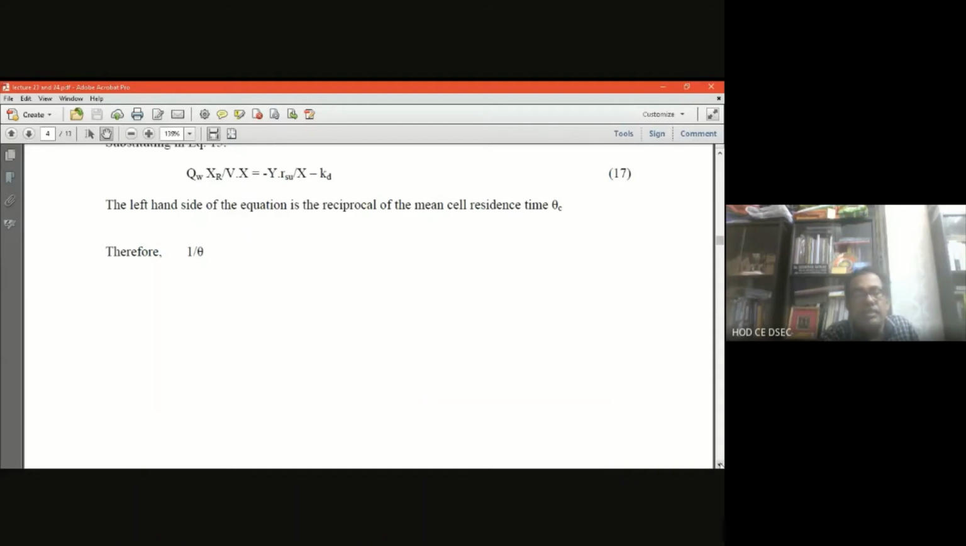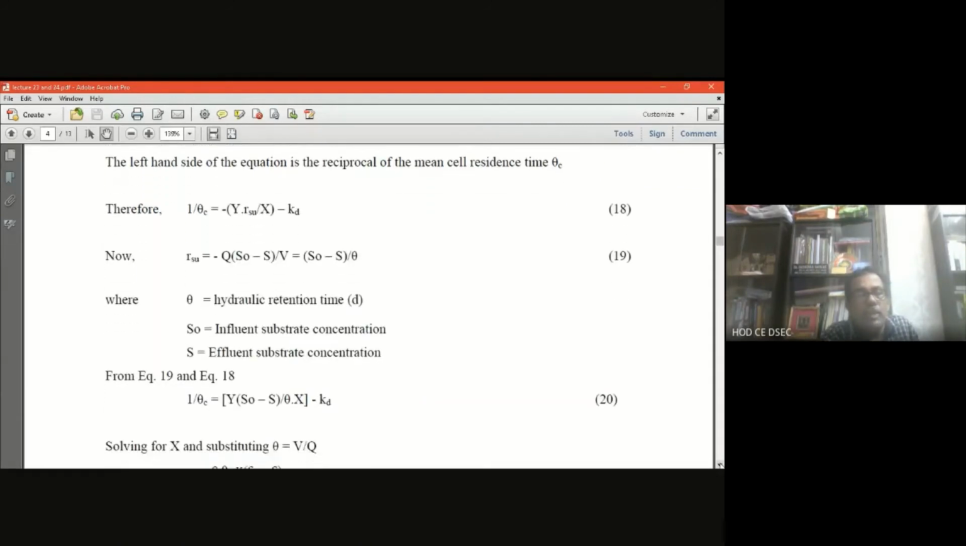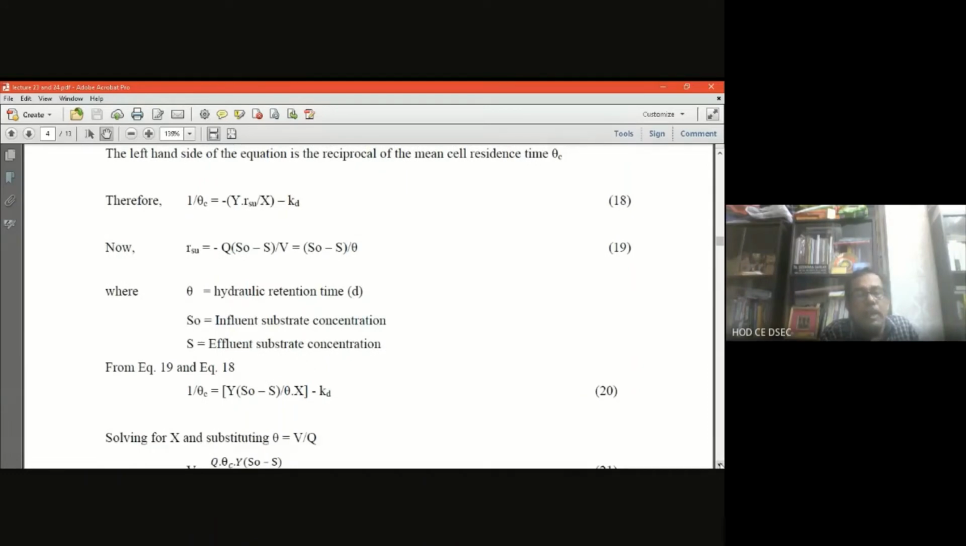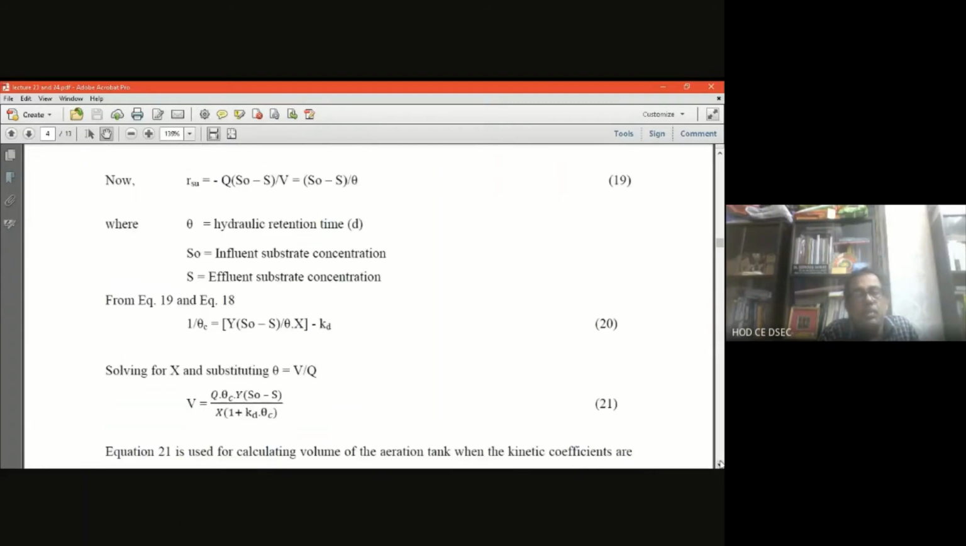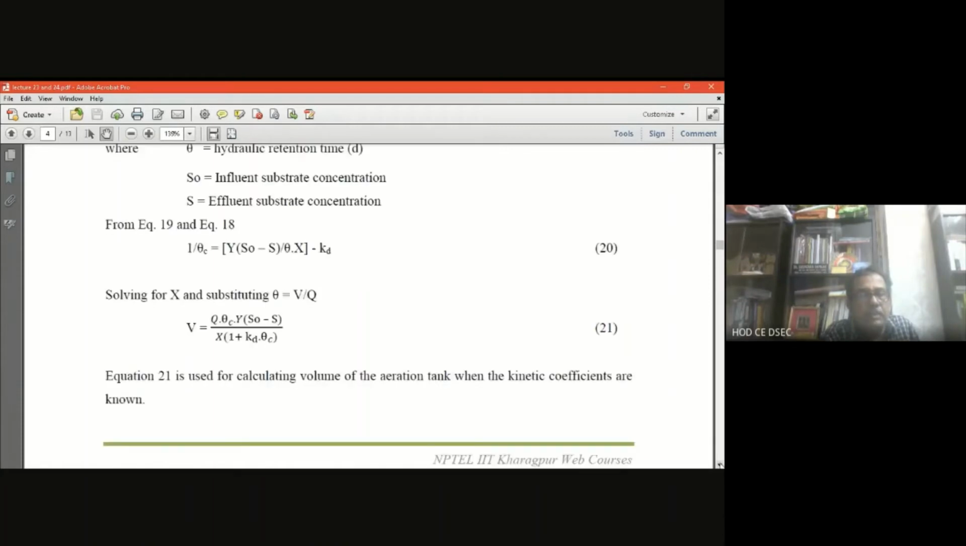Now from these equations we can find 1 by theta c equal to Y into (S0 minus S) by (theta X) minus Kd, and solving for X and substituting theta equal to V by Q, we get V equal to Q theta c Y (S0 minus S) by X into (1 plus Kd theta c). That kinetic equation can be obtained.